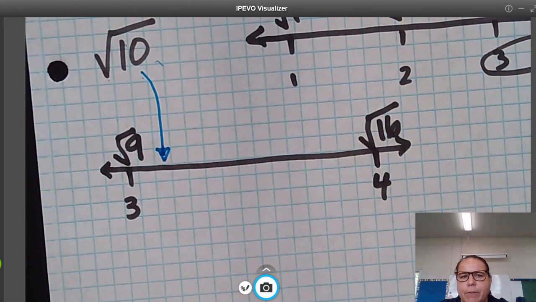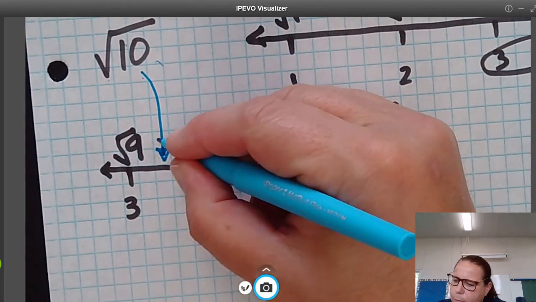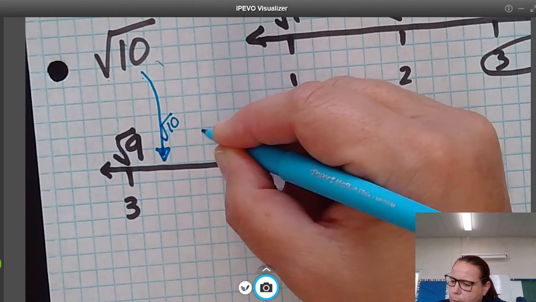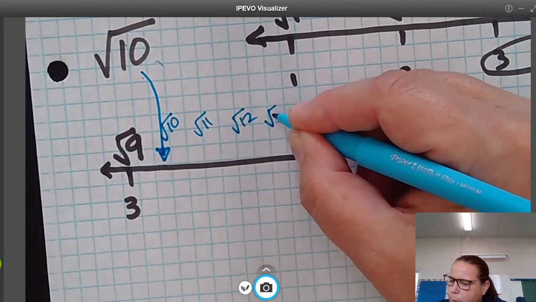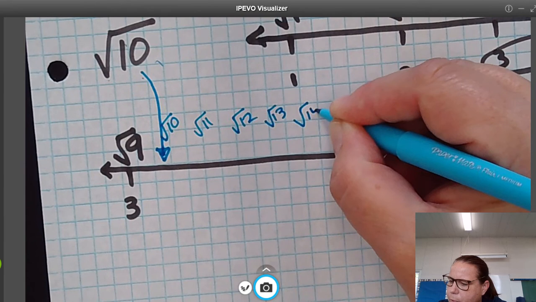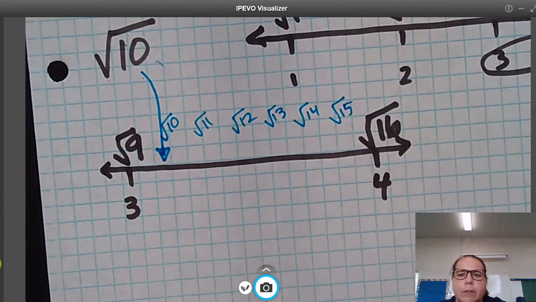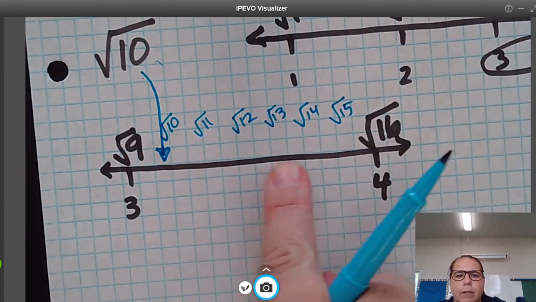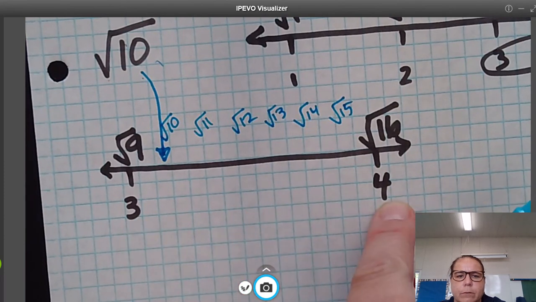How close? You kind of have to think about what else is in here, right? Somewhere in here, we have the square root of 10. There's going to be the square root of 11, the square root of 12, the square root of 13, the square root of 14, and the square root of 15. All of these non-perfect square roots are going to be somewhere between 3 and 4, right?